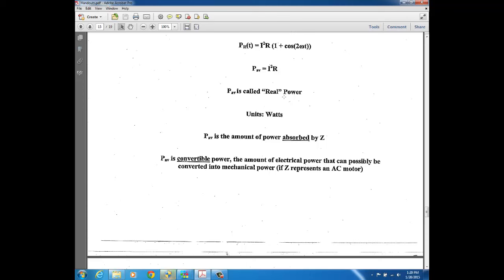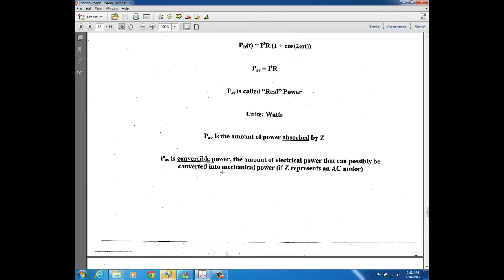Now here's some terminology to know: P average is also referred to as real power, and where that term comes from is that resistance is the real part of impedance. The units of real power are watts, just like the power units in DC circuits. And this is really important here, that P average represents the amount of power absorbed by the impedance. Okay, resistance absorbs power in AC circuits just like in DC circuits.